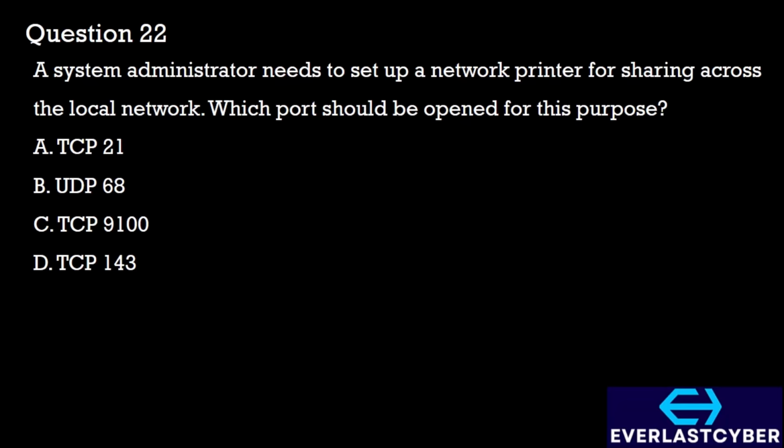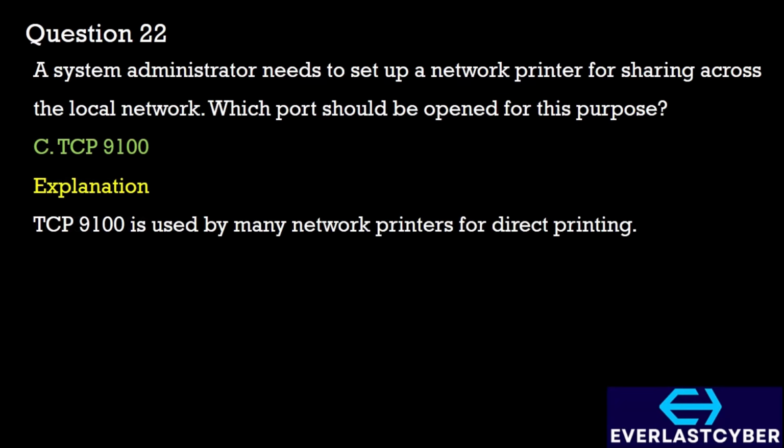TCP 21 is used by FTP for file transfer. UDP 68 is used by DHCP for client-side communication. TCP 9100 is used by many network printers for direct printing, while TCP 143 is used by IMAP for email retrieval. So with respect to the question we have here, the correct answer would be option C, TCP 9100, which is used by many network printers for direct printing.